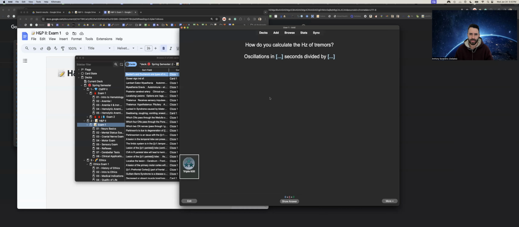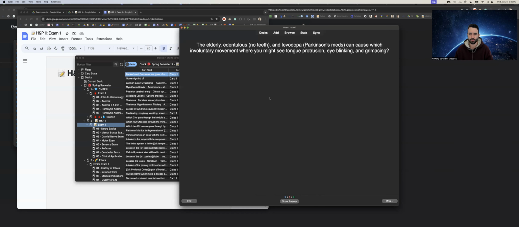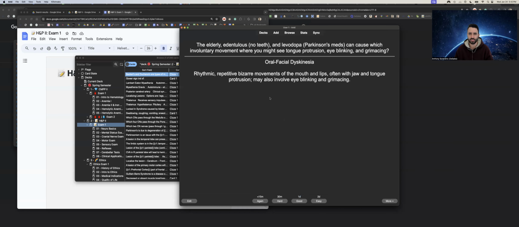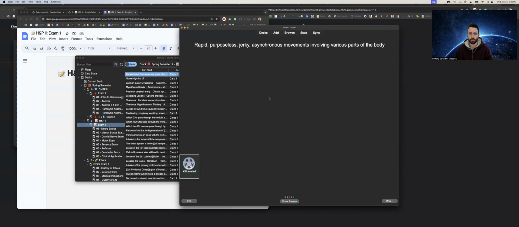8. How do you calculate the hertz of tremors? 10 seconds divided by 6. Elderly, levodopa can cause which involuntary movement? This is orofacial dyskinesia. Rapid, purposeless, jerky, asynchronous movements involving various parts of the body. This is chorea. It is.